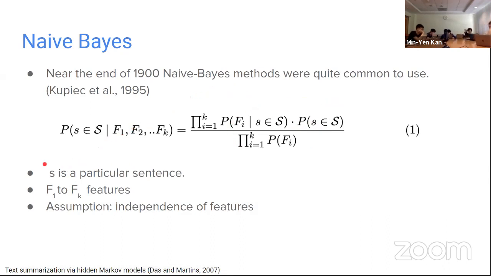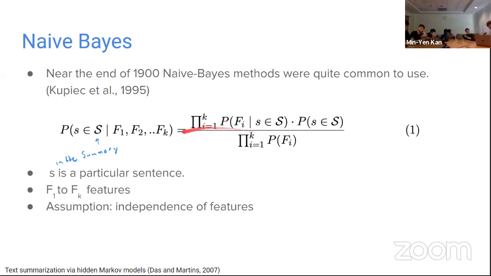So basically, what we define as S here is a particular sentence, and the big S is all of the sentences in the document, and we have hand-made features from F1 to Fk. What we are trying to find in the end is whether a sentence is going to be in our summary or not, based on our features. And we model this through the generic formula.